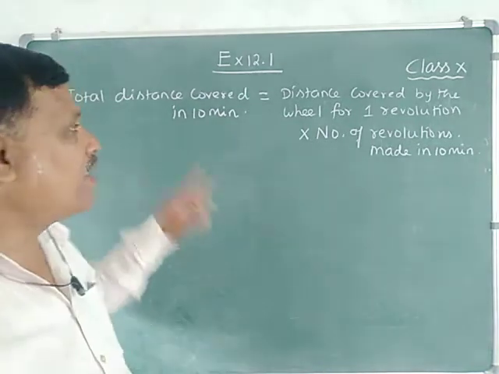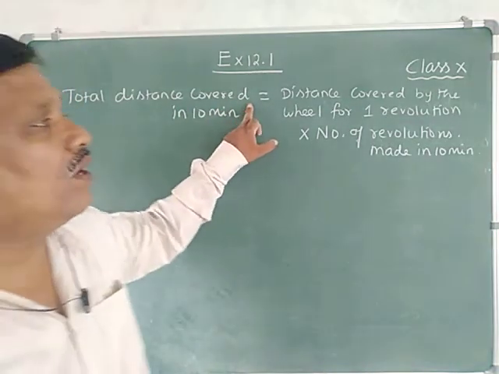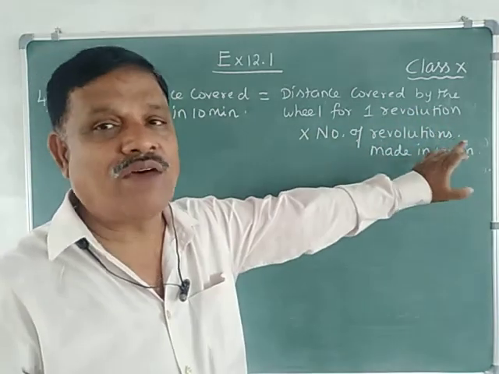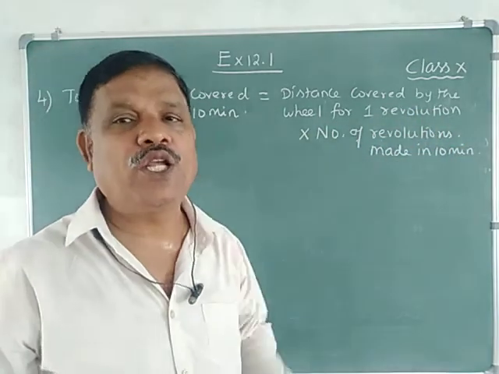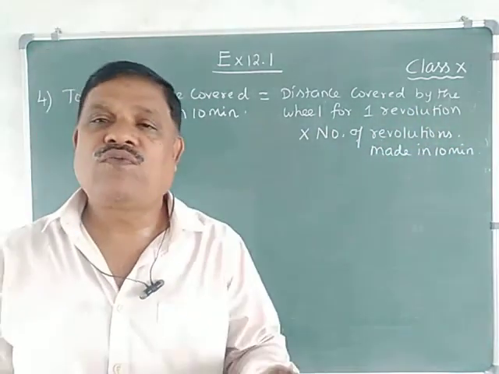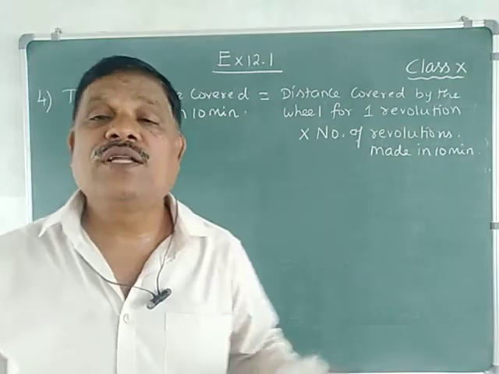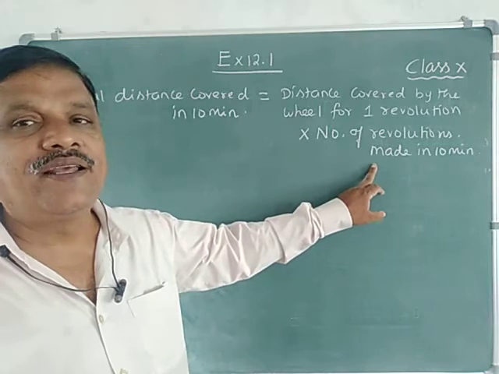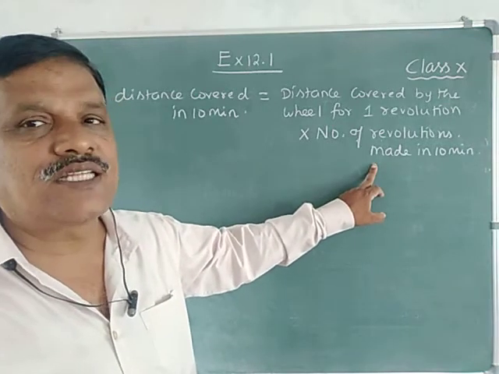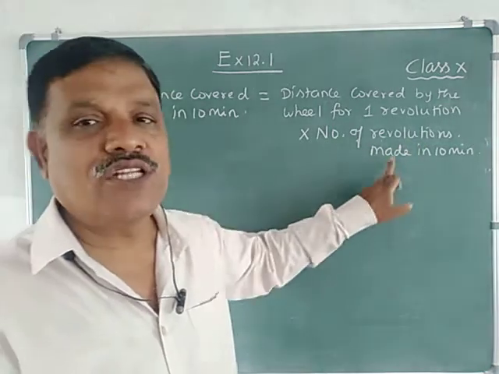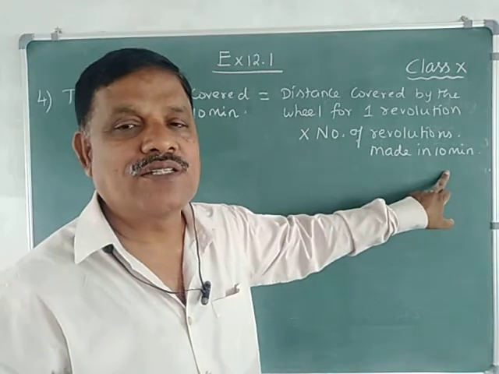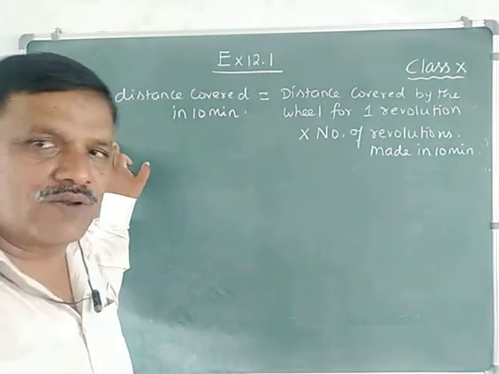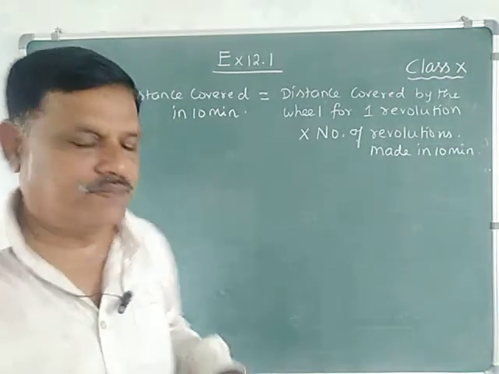What is the general formula? Total distance covered equal to distance covered by the wheel for one revolution into number of revolutions. But in this particular problem, we are asked to find the number of revolutions made by each of the wheels in 10 minutes. Therefore, here I wrote one more extra step. What is that? Number of revolutions made in 10 minutes. This time constant should be also given in the total distance. Okay. Now one by one we find.